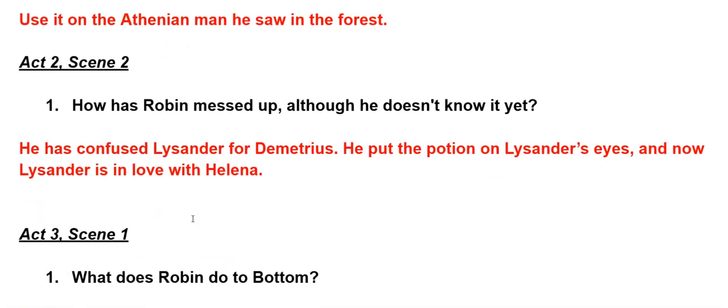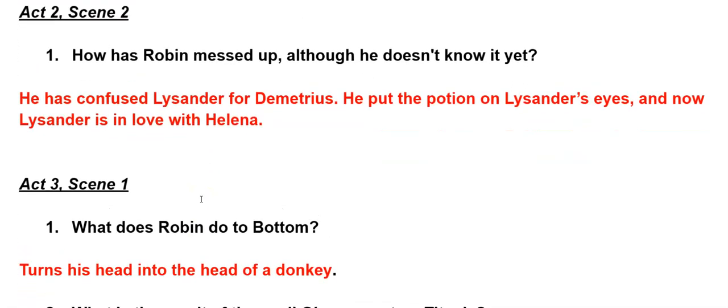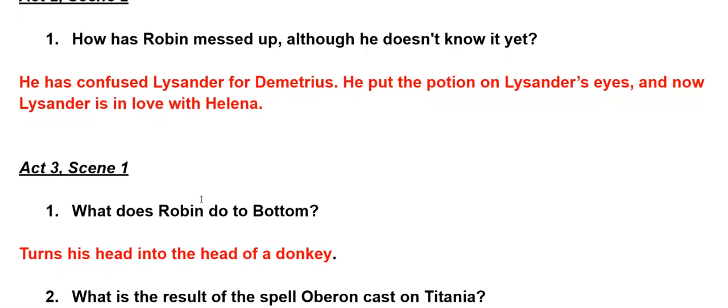Act 3, Scene 1. What does Robin do to Bottom? Pretty infamous part of the story. He turns his head into the head of a donkey. Remember, Robin sees the tradesmen when they meet up in the forest to rehearse for the play. He realizes that Bottom is a very interesting person, we'll say, and so he decides to do what Puck does best. He pulls a little prank, and he gives Bottom the head of a donkey.